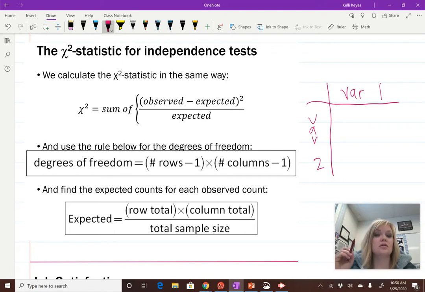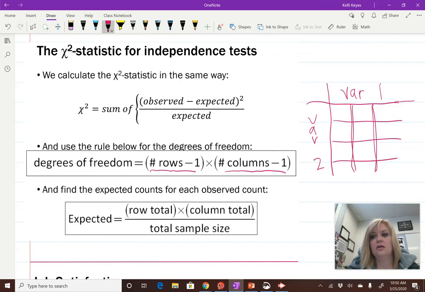So the degrees of freedom will be the number of rows minus 1 times the number of columns minus 1. So if I had 3 columns here for variable 1, and I had 4 rows for variable 2, then I'd go 3 minus 1 times 4 minus 1, and that would be the degrees of freedom. Okay, I'll show you an example in just a second.